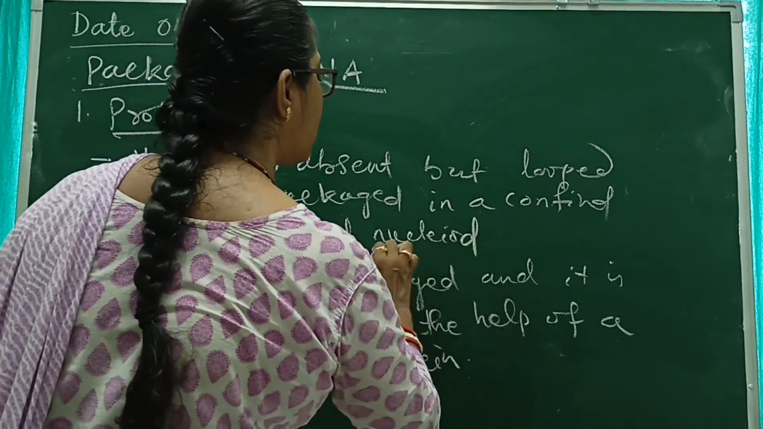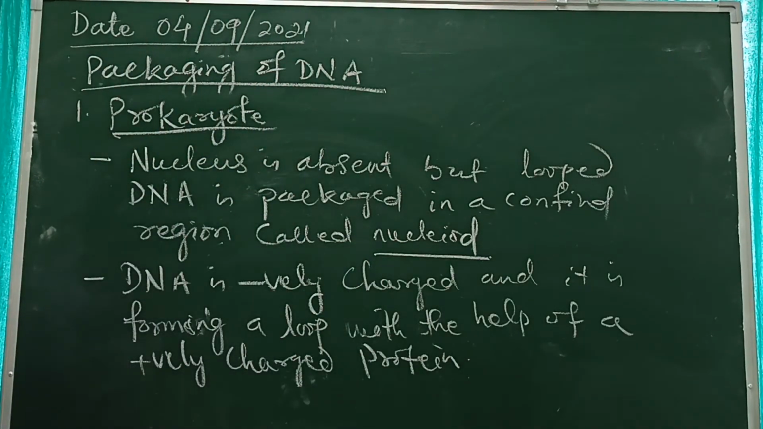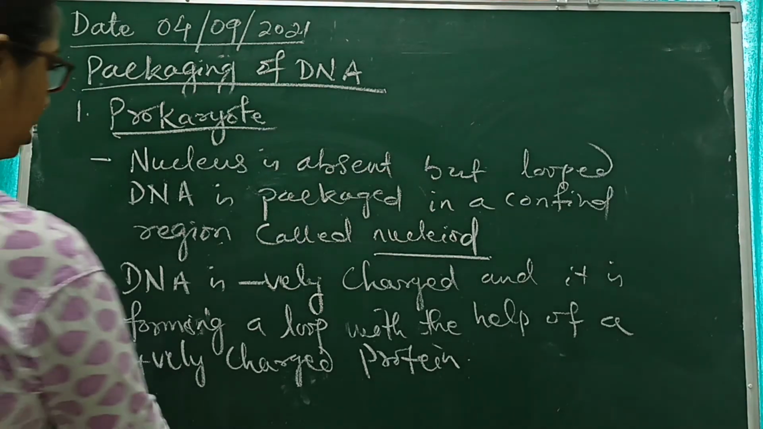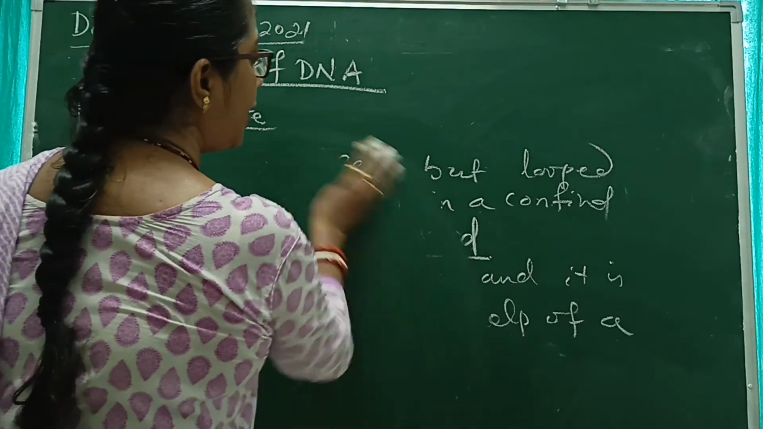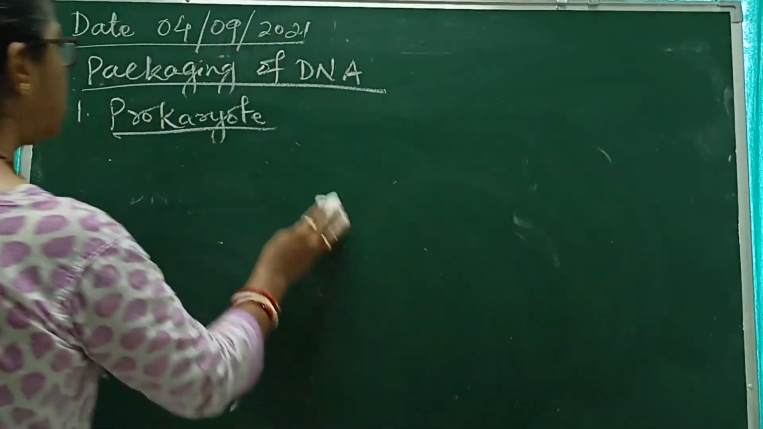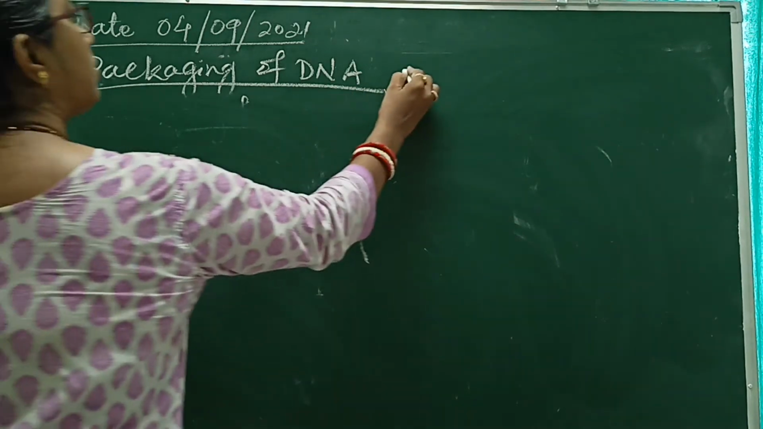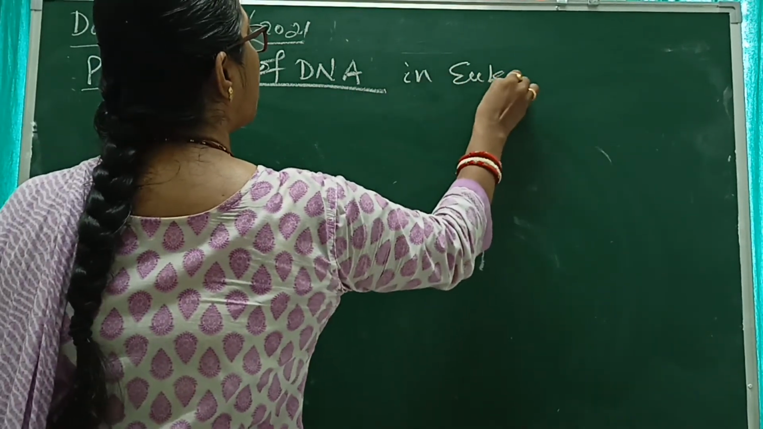This is nucleoid. Okay. Now, how does the packaging of DNA take place in eukaryote? Because in eukaryote so many chromosomes are there, so many DNA are there, so the length of DNA is much more than that of the bacteria or prokaryotes. Then how is this packaging taking place? So let us discuss that one. Now, packaging of DNA in eukaryote.